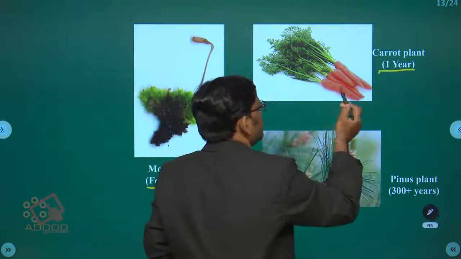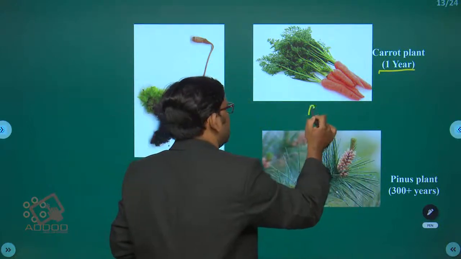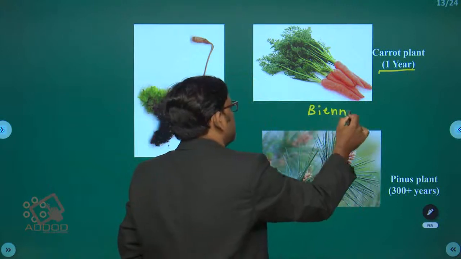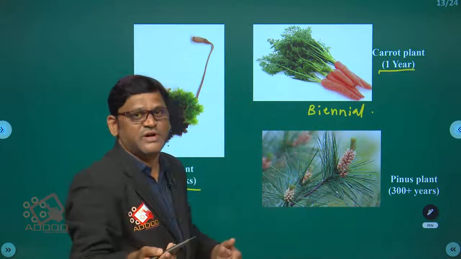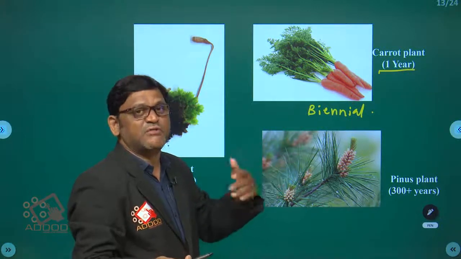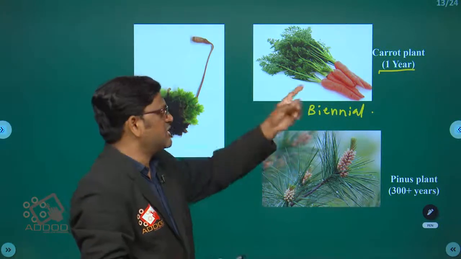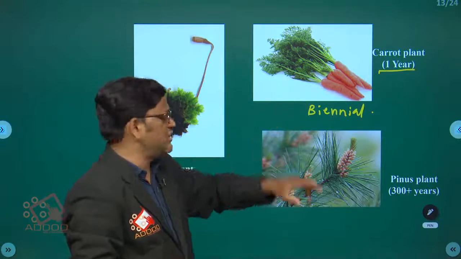Generally, this carrot will live for 2 years, so we call them biennials, but in 1 year only we will cut it. Why? Because we are eating the root, not the flower. If it lived on, it would use that stored food for the flower. That's why you harvest in the first year only.